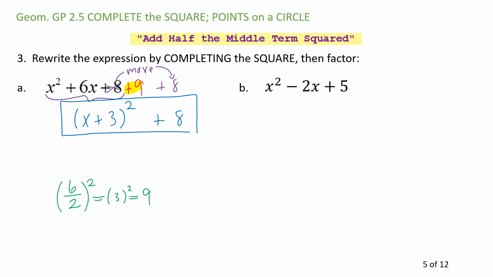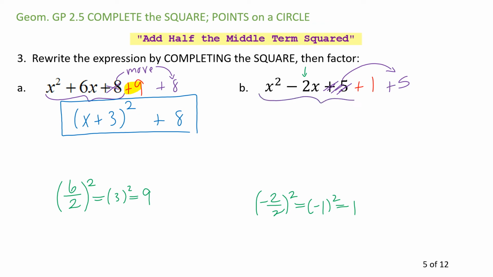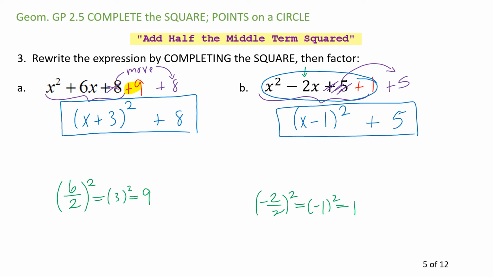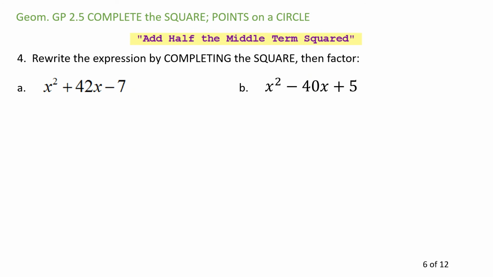Same thing over here. I'm first going to move this 5 over and get rid of it. Then I'm going to say this is my middle term. Negative 2 divided by 2 squared. Positive 1. That's the number that completes the square. I still have that plus 5 out there. And now this becomes x minus half the middle term squared. The 1 is actually included with this. And then I have that plus 5 out there. I know that looks confusing. I don't like it to look cluttered like that, but that's the way it goes.